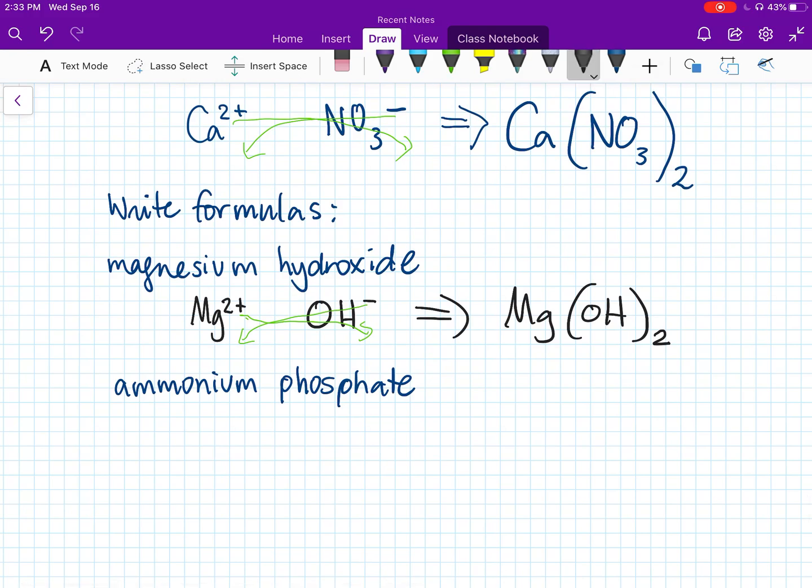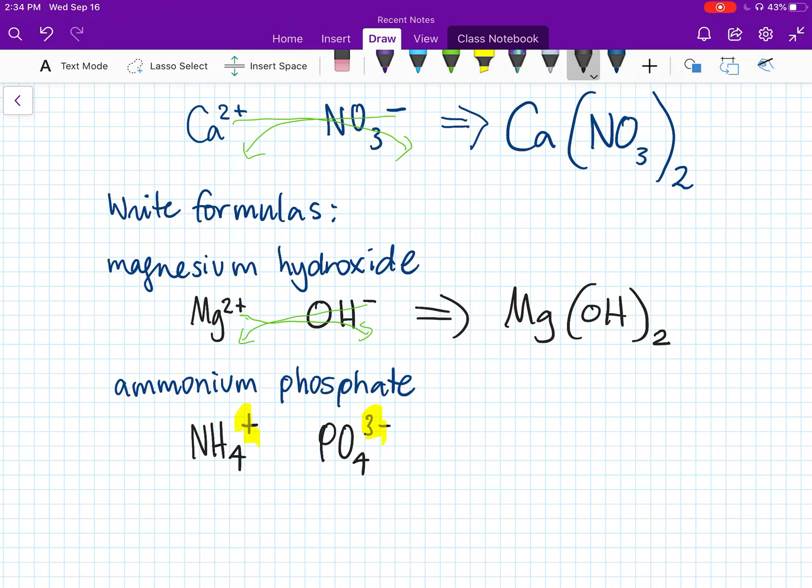Ammonium phosphate. Ammonium is NH4+. You can get that from the table. And phosphate is PO4 3-. So this is a binary compound in which both the cation and the anion are polyatomic. Totally possible. Now, when these come together, you're going to need 3 ammoniums for every 1 phosphate because you need 3 ammoniums to balance out the 3- charge on that phosphate.